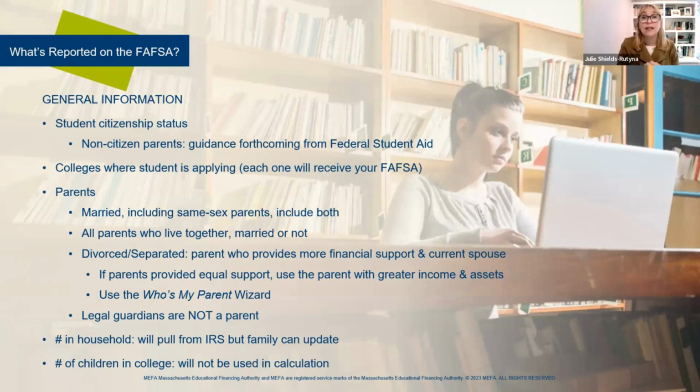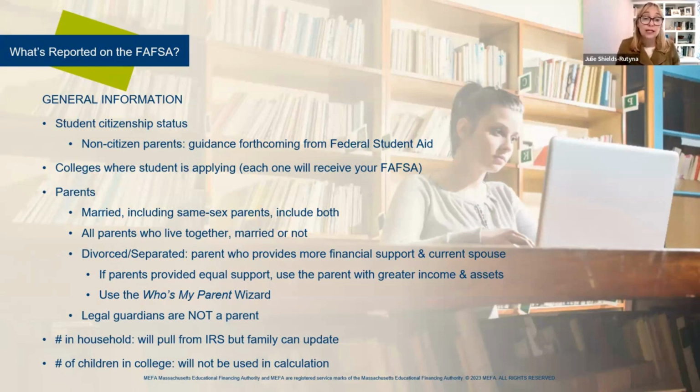If parents provide perfectly equal support, then you should use the parent with the greater income and assets on the FAFSA. As you go through the FAFSA, there's a section that's called Who's My Parent Wizard that will help you figure that out. One thing to note, though, is that legal guardians are not a parent.